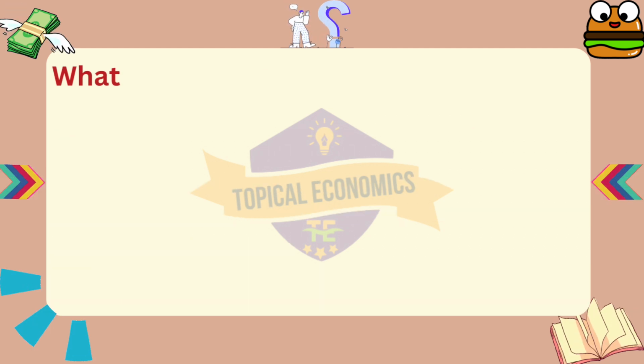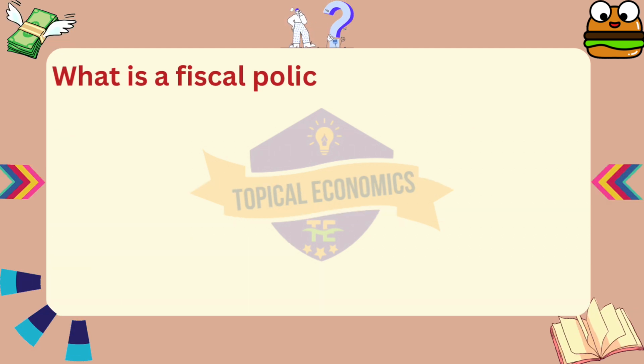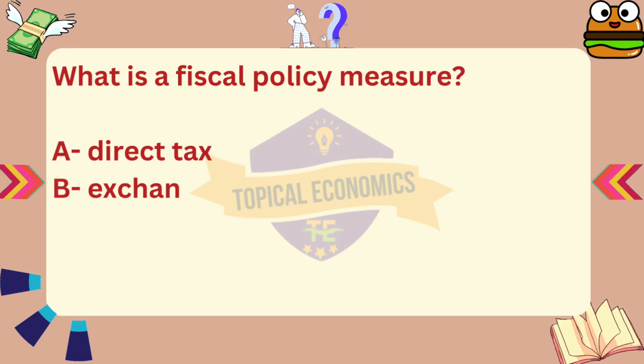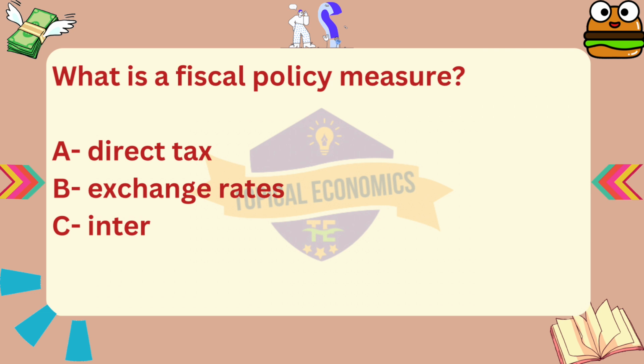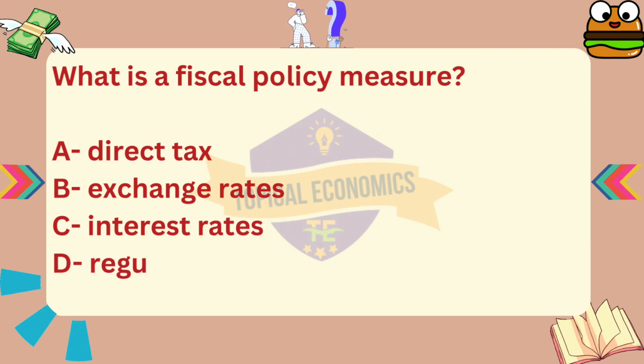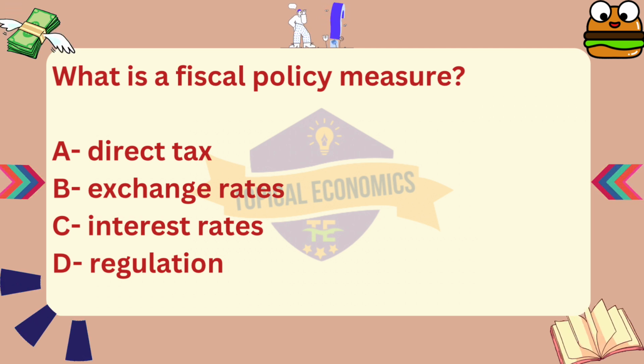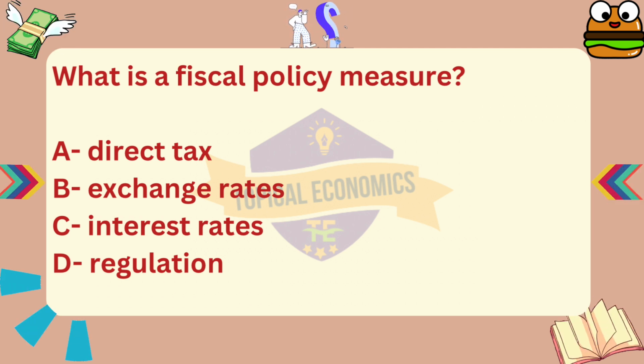Moving to question 8. What is a fiscal policy measure? A. Direct tax. B. Exchange rates. C. Interest rates. D. Deregulation. Reference: 2021 May-June version 2. The correct answer for this question is option A, direct tax.